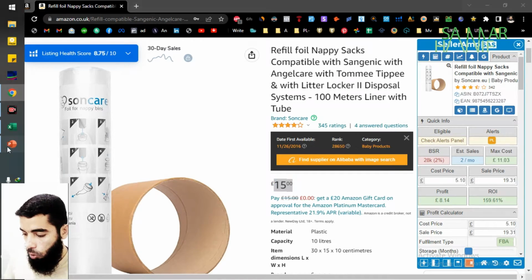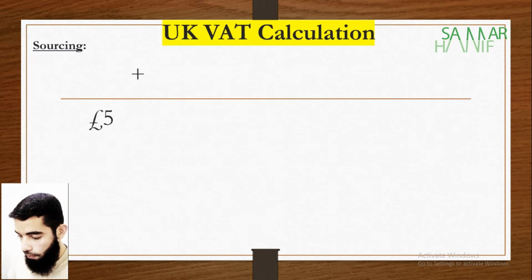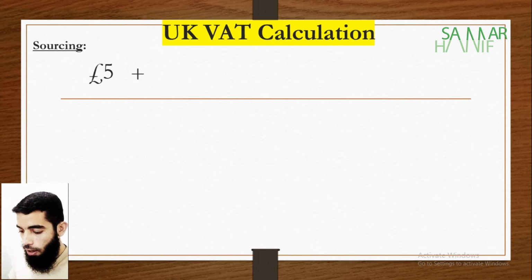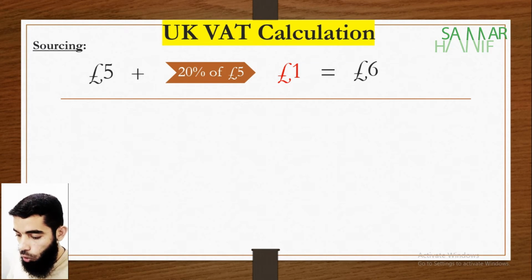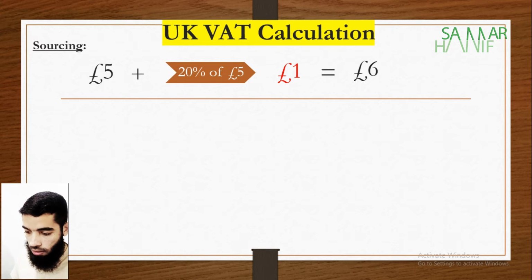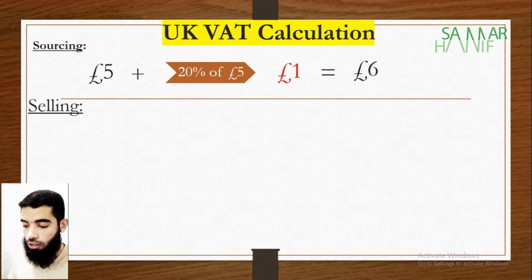To explain that, I'm going to switch over to this slide. We are sourcing this product at £5, but the suppliers in the UK will also charge you a 20% VAT on this price, which comes out to be £1. So in total you will pay £6 for each unit of this product.